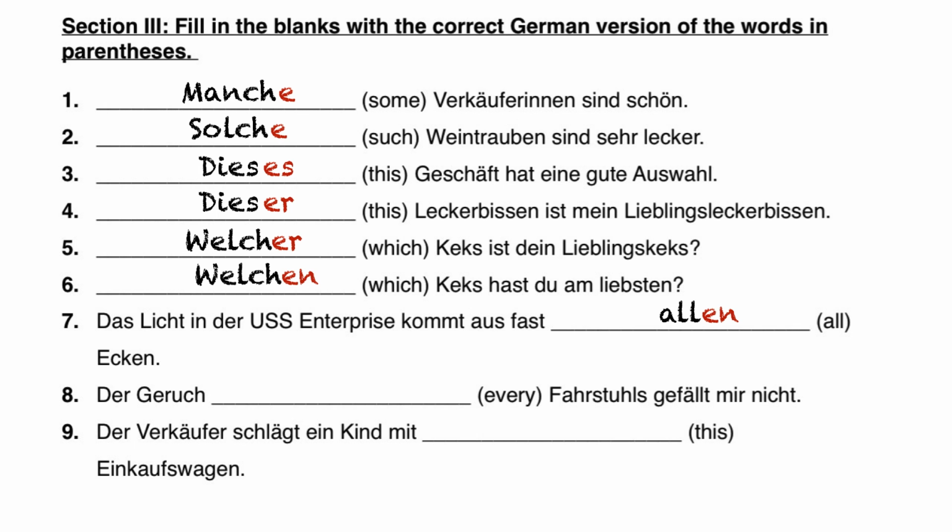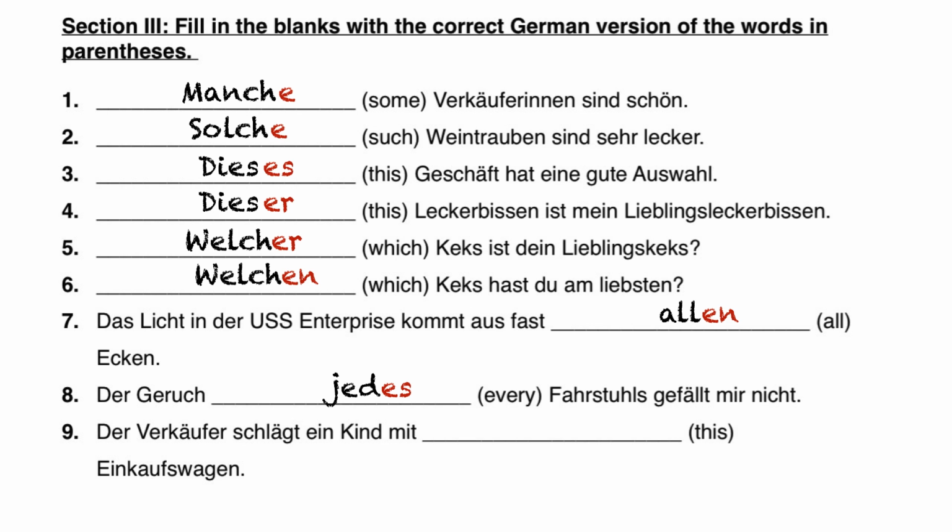In the next one, we have der Geruch, the smell. Every, which is the base form jed. Fahrstuhls is the genitive form of elevator. So we have here the genitive form plus a masculine noun, which has an S at the end of the noun, and also an S at the end of the der word, jedes. Der Geruch jedes Fahrstuhls gefällt mir nicht. The smell of every elevator is not pleasing to me.